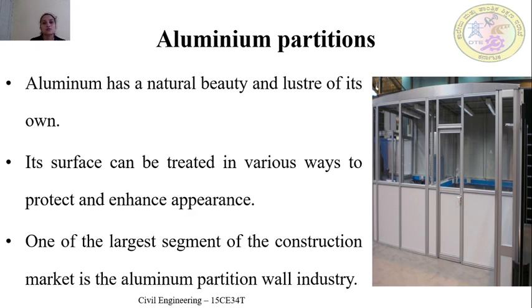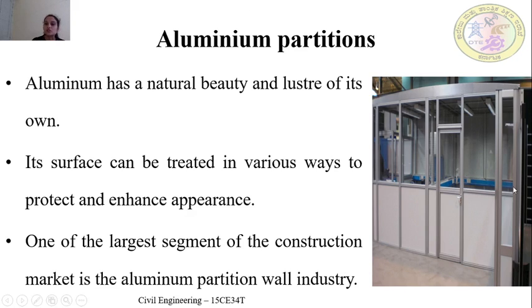The next type of partition wall is the aluminium partitions. Aluminium has a natural beauty as well as a luster of its own. Its surface can be treated in various ways to protect and enhance appearance. One of the largest segments of the construction market is the aluminium partition wall industry.